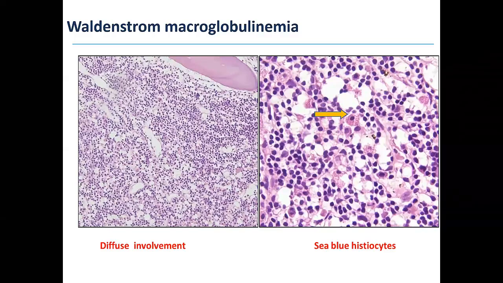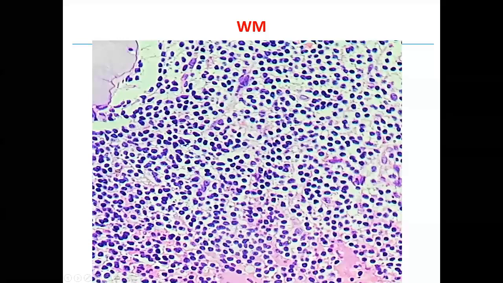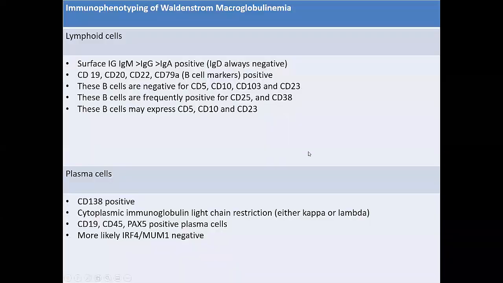See, sea blue histiocytes, as I told you, pseudo-Gaucher cells or sea blue histiocytes are increased in various reactive conditions wherever there is a rapid turnover of the bone marrow. So sea blue histiocytes are seen. What you find is sheets of these lymphoid cells, and in between you will find some scattered plasma cells.